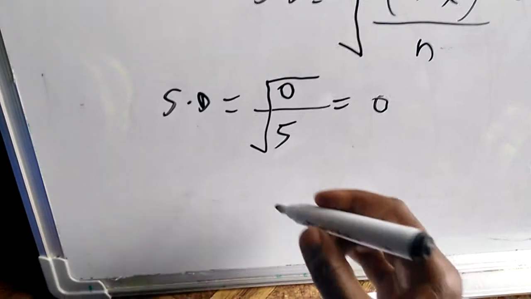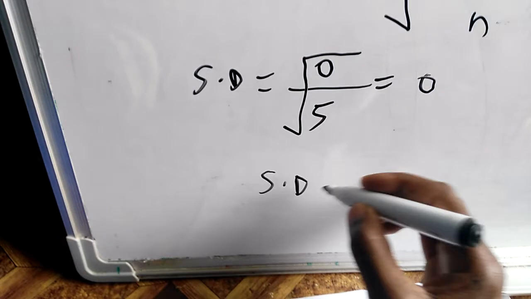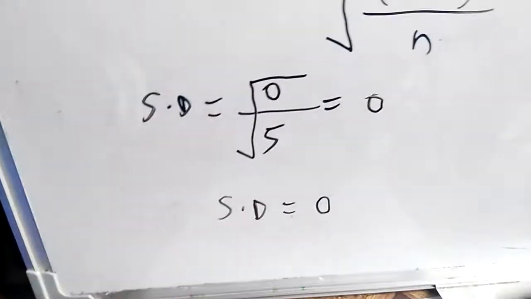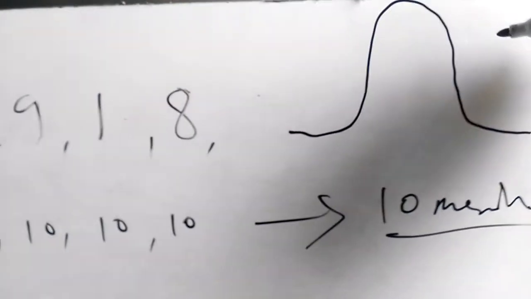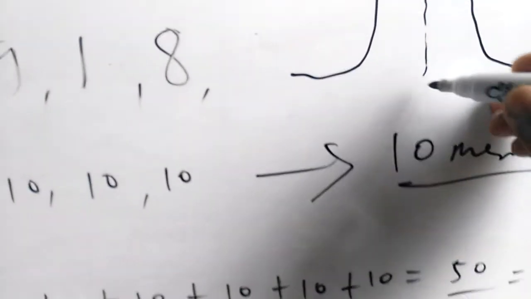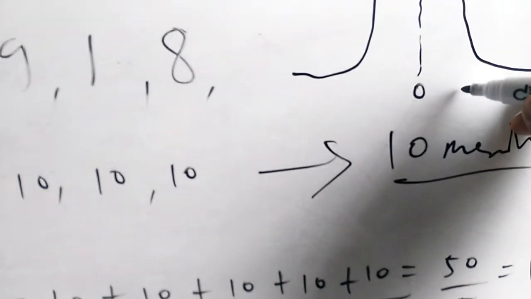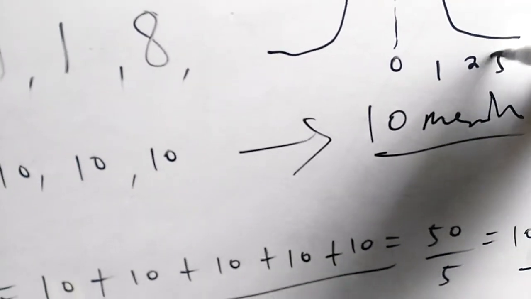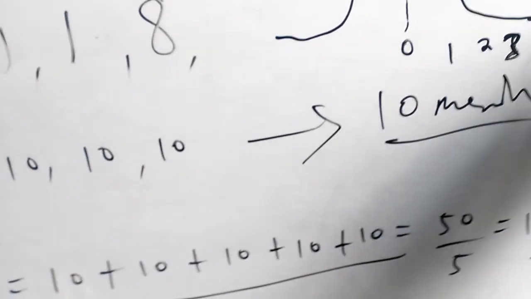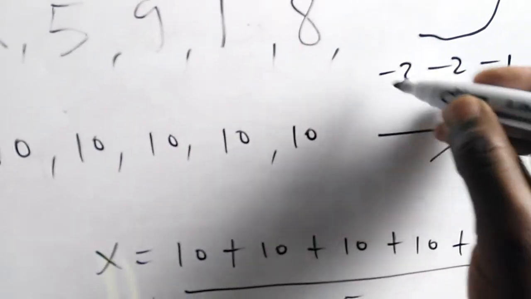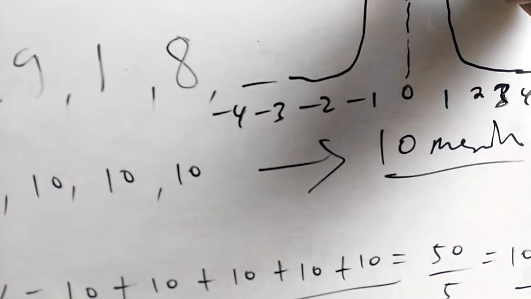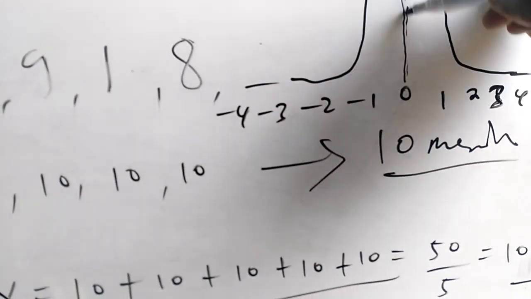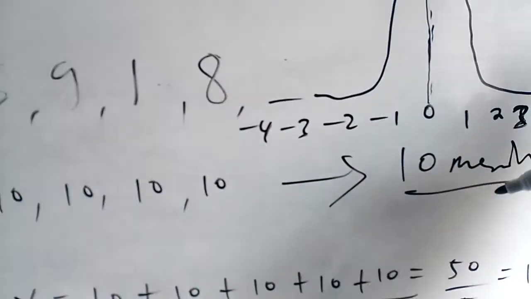Now what is the SD telling us? How far are we away from the mean? If the SD is 0 marks, we are simply coming to the understanding now. How far are we away from the mean? Remember, SD is supposed to move away from the mean, like that. So the mean was there, the SD was there. We never moved away from the average mark.